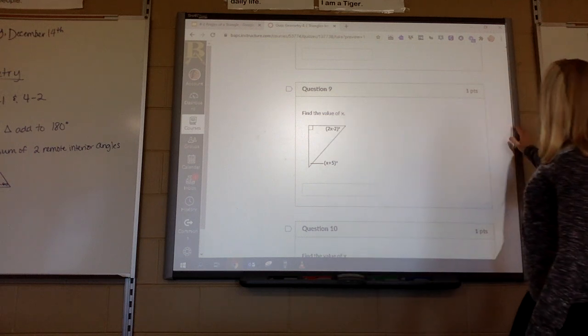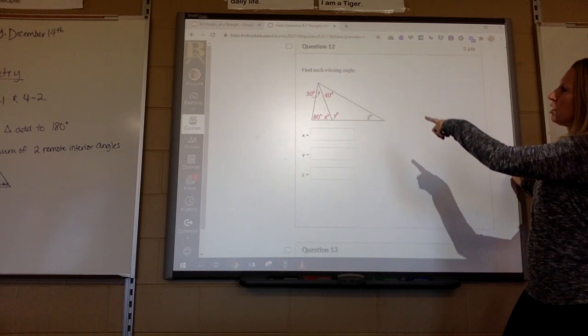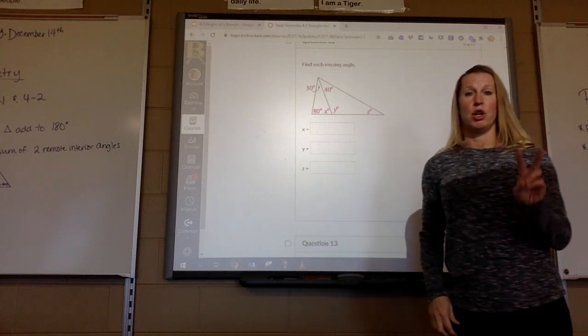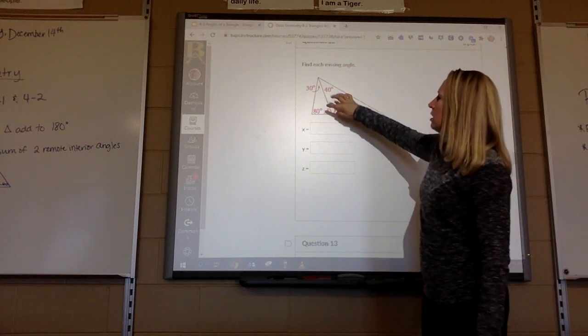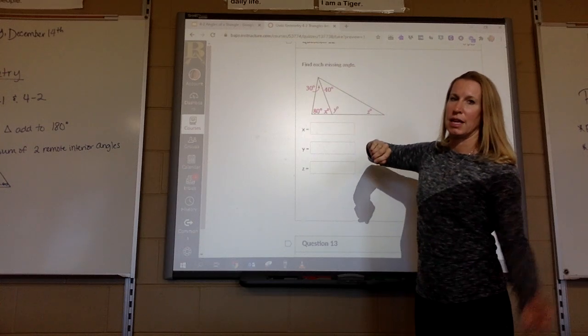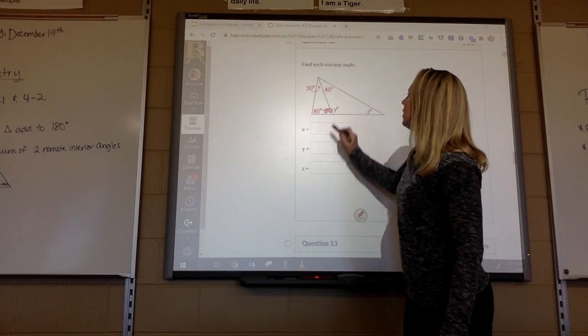Okay. Add them all up. Let's look at number 12. So number 12, start with a triangle where you already know two of the angles. So 180 minus 80 minus 30. Well, 180 minus 80 I know is 100. 100 minus 30 would be 70.